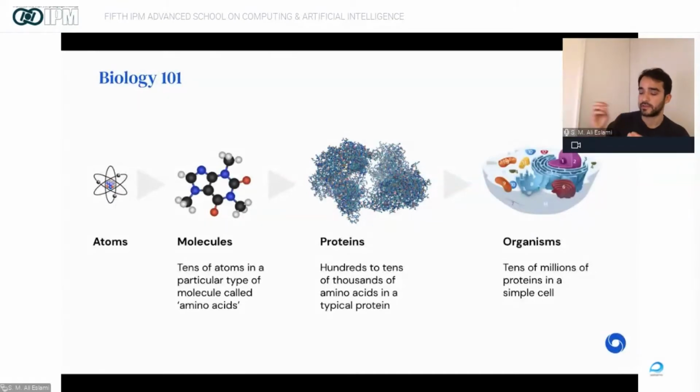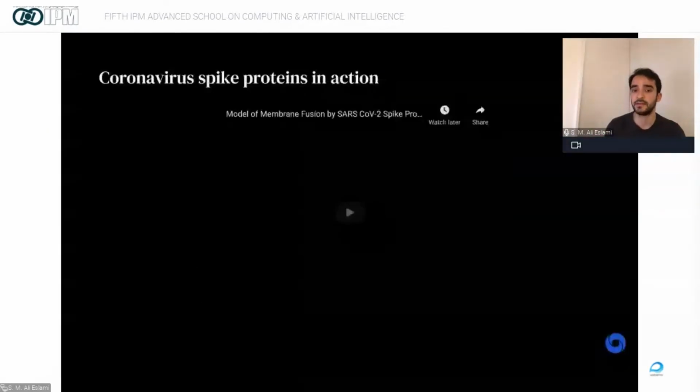So the chemical bonds and the forces that operate on these molecules and on these atoms allow them to, for instance, move. They literally have legs, basically, and that allows them to move. It allows them to open up and close down, and operate as they need to.